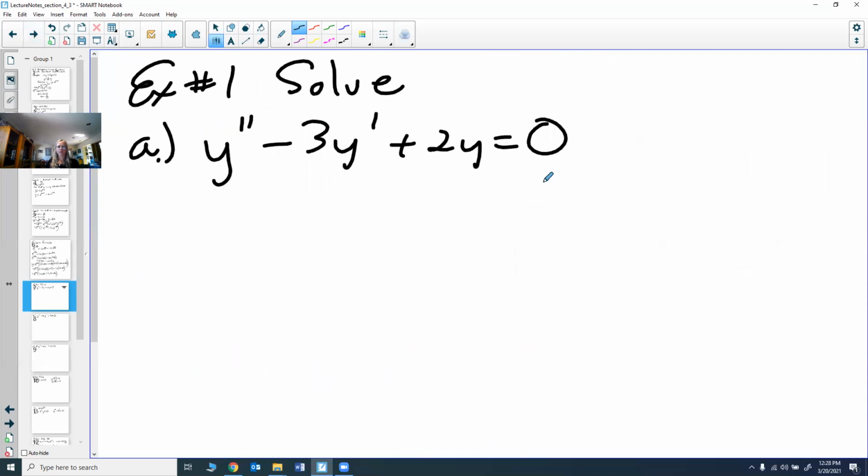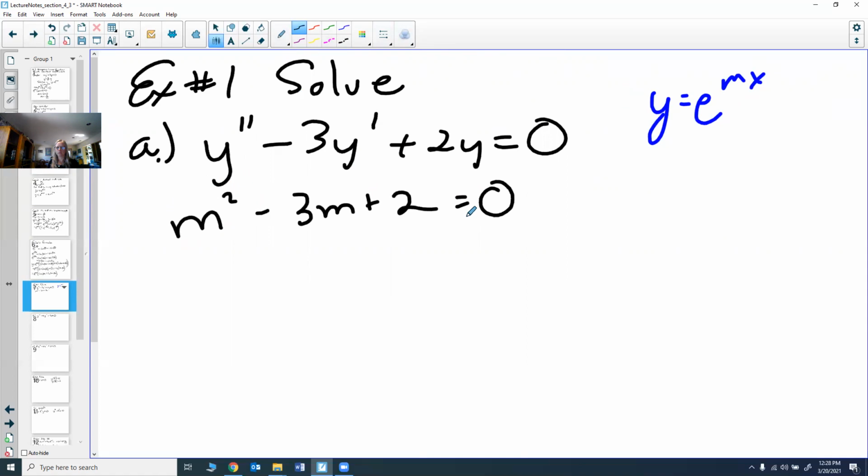So let's go ahead and solve this differential equation, y double prime minus 3y prime plus 2y. I'm going to first find the auxiliary equation. I don't need to actually go through and let y equal, remember, we're letting y equal e to the mx. We don't need to plug that in because it will always become m squared minus 3m plus 2 equals 0. It always will come out this way.